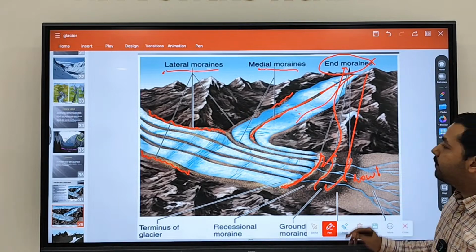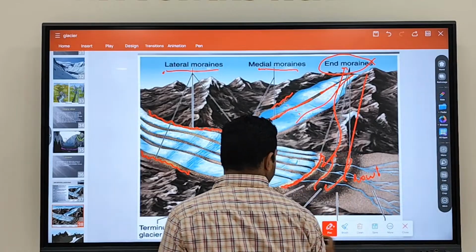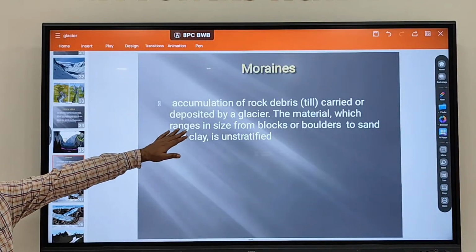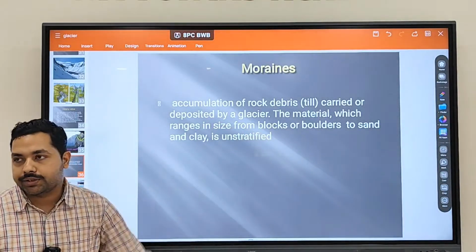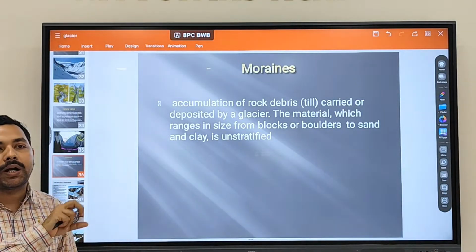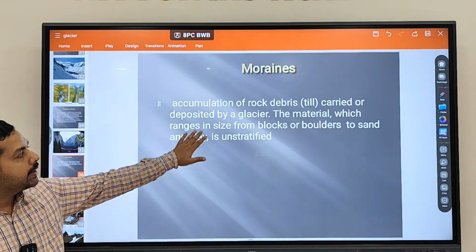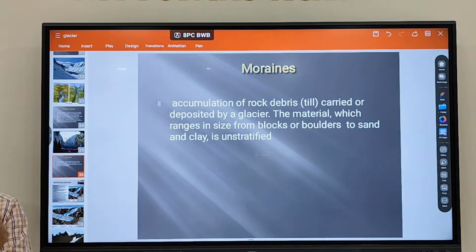Fine. So what is the definition for moraines? Clear? It is called an accumulation of rock debris carried or deposited by a glacier. So whatever the debris of the rock, whatever eroded part of the rock is deposited by the glacier, is called moraines. The material ranges in size. So you may have bigger material and smaller material, like smaller sediments like clay, bigger sediments like sand, boulders, pebbles, all those things you can find. And already we discussed three classifications of moraines: lateral moraine, medial moraine, and end moraine.